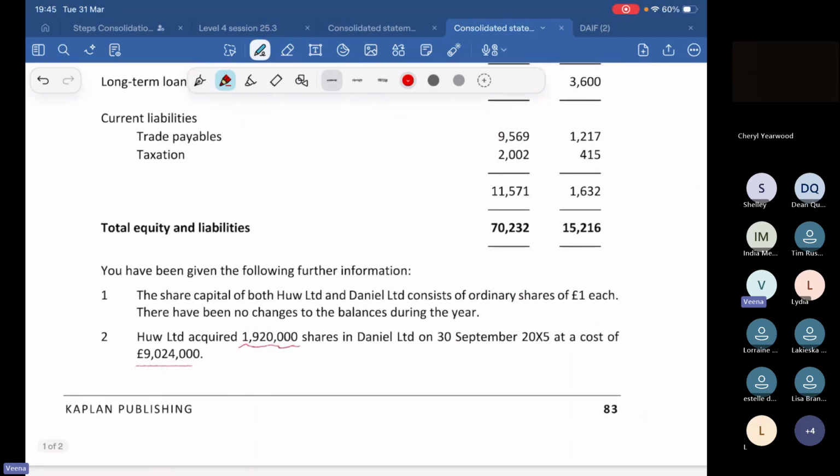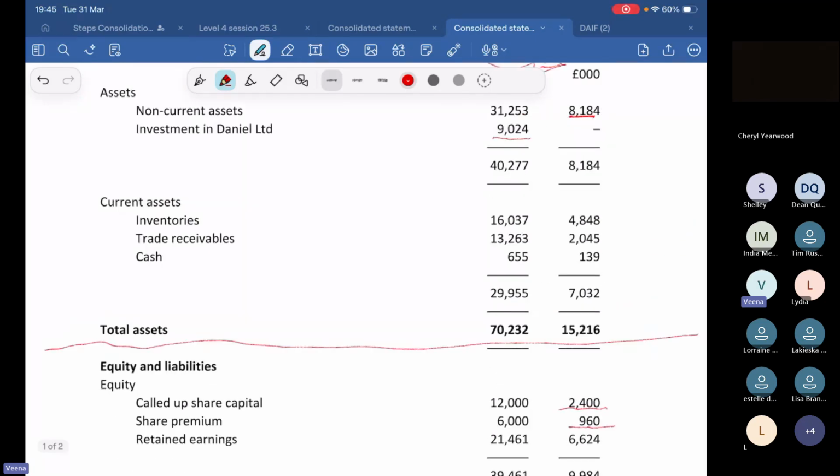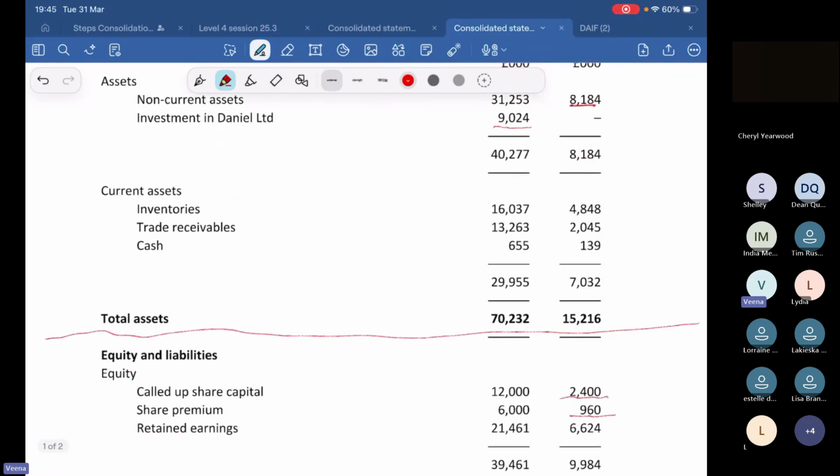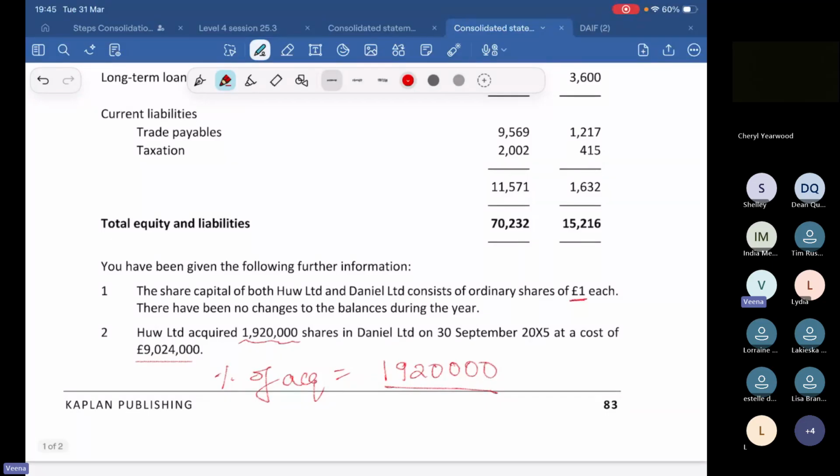I will do it here so that I don't have to turn the pages again. Percentage of acquisition is equal to the 1,920,000 shares they have acquired. If you want, you can ignore the three zeros at the end, or you can keep them. This is out of a total of, and this information is very important for me, the value of each share. The value of each share is £1.